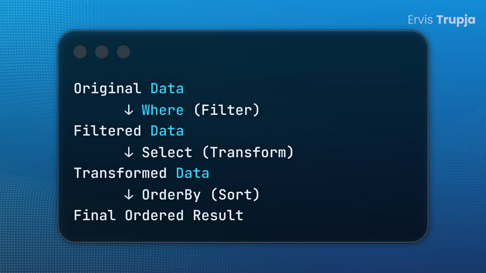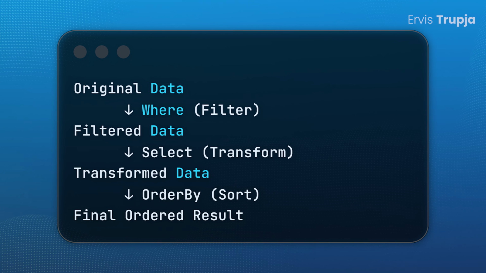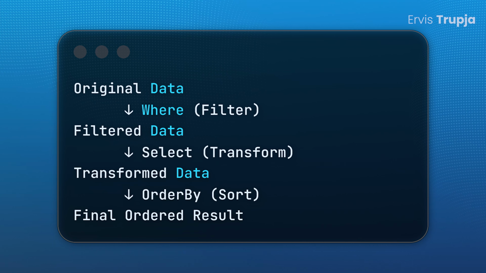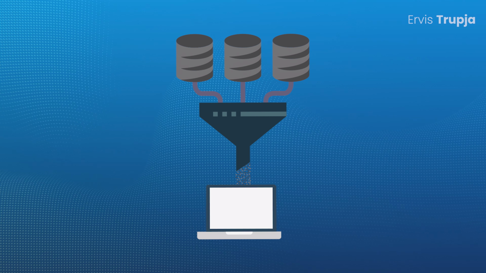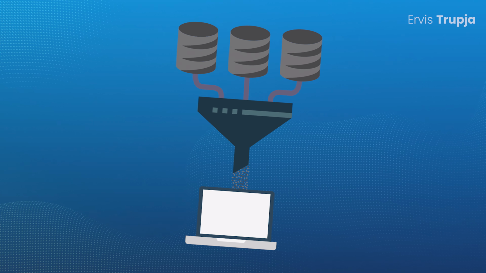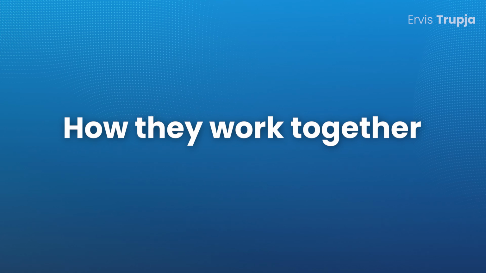The core LINQ operations are Where, which filters, Select, which transforms, and OrderBy, which sorts. These commands cover the most basic data manipulation tasks. This is how they work together.